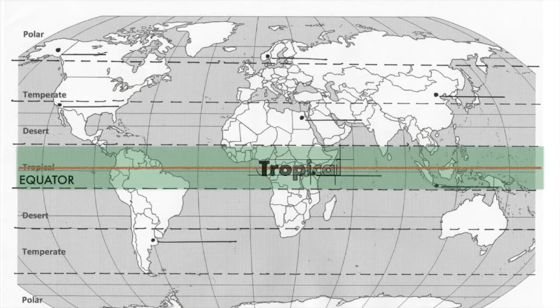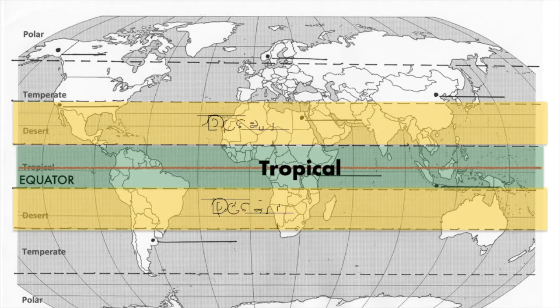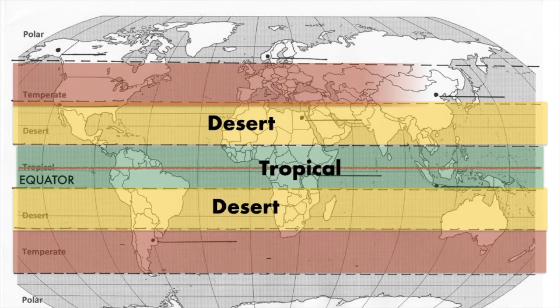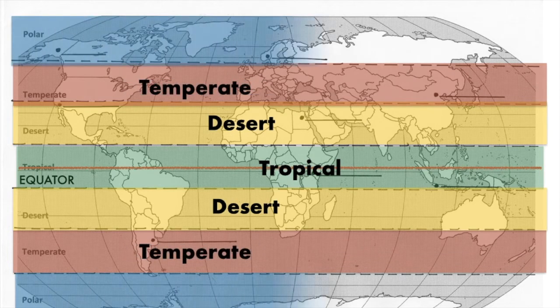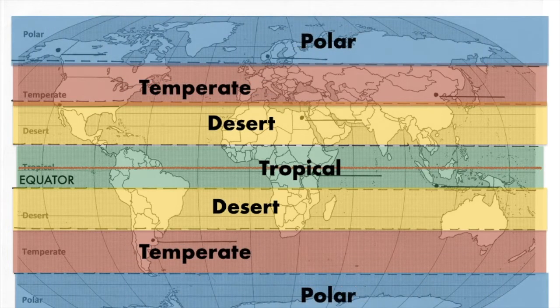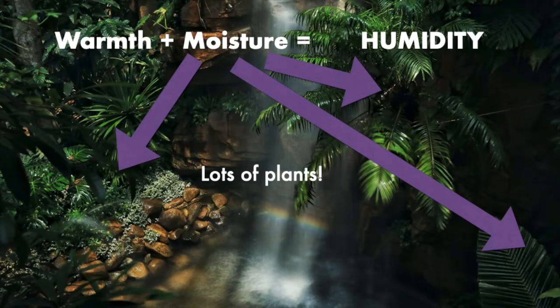So how does this affect climate? The Earth can be divided into 4 climate regions: the tropical region, the desert region, the temperate region, and the polar region. The tropical region is the area right around the equator. Because it gets the most direct sunlight, the temperatures are warm year-round, and they also get a lot of precipitation. Warmth plus precipitation means humidity. Because of the warmth and abundant water, they also have a lot of plants.